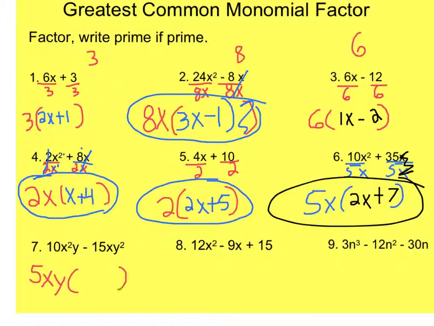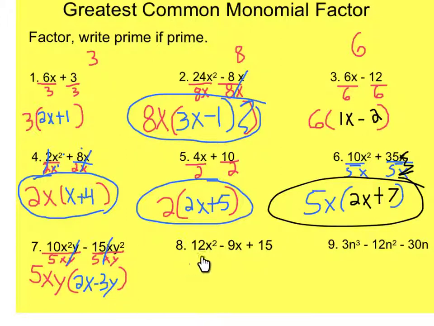Now let's see what's left. Okay, look at what I did to find out what's left in the parentheses. 10 divided by 5 is 2. X squared take away 1x leaves me 1x left over. And this y, those will cancel. Now, the minus sign will come down. 15 divided by 5 is 3. These two x's will cancel out. And 2 y's take away 1y, 1y left over.